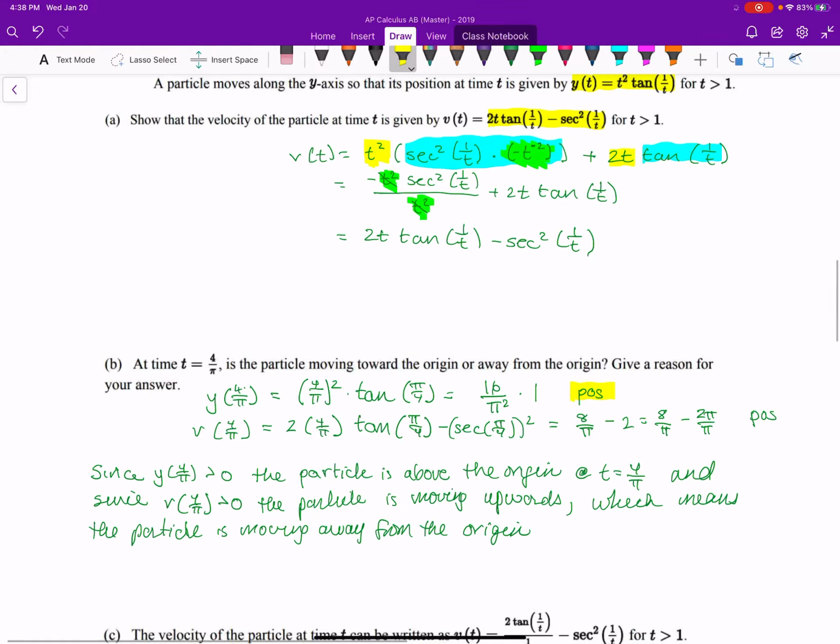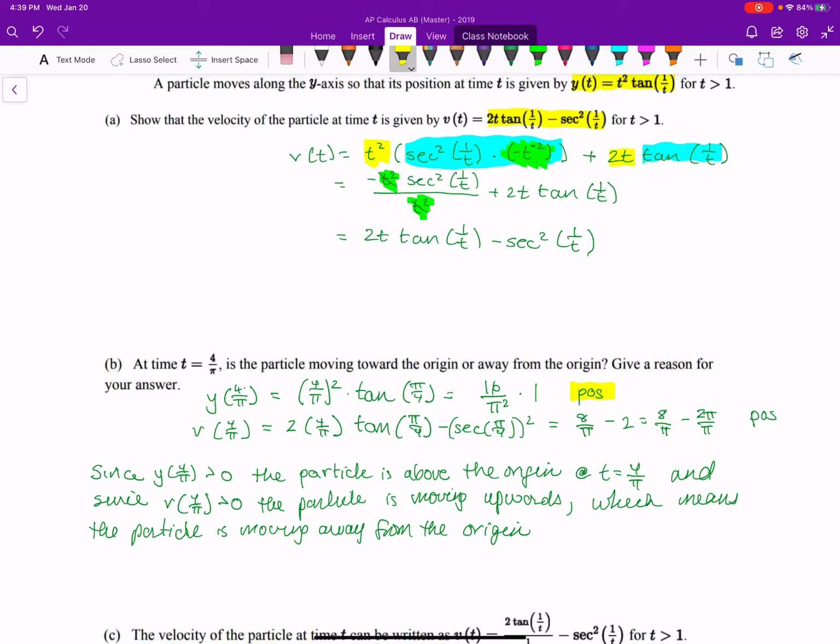And then with v of t, you're being told in part A what v of t is. So like I said before, even if you made a mistake and can't end up with the same v of t, you have to use the v of t they gave you and substitute into that. With t as 4 over pi, tangent of 1 over t means take the reciprocal of 4 over pi, so that's pi over 4, which is 1.